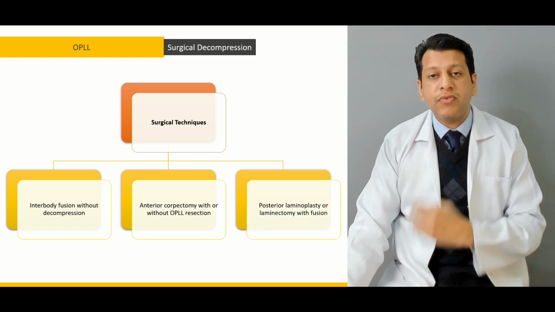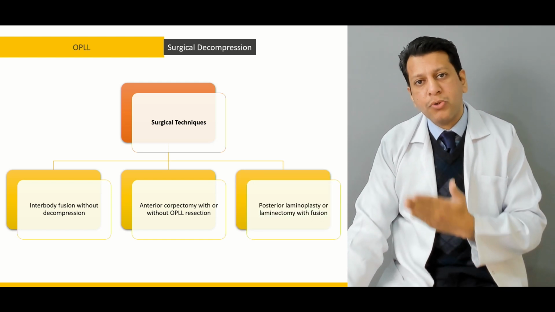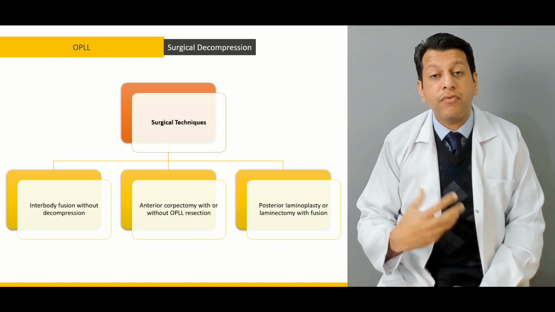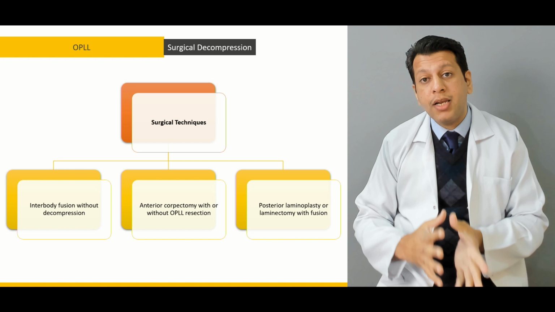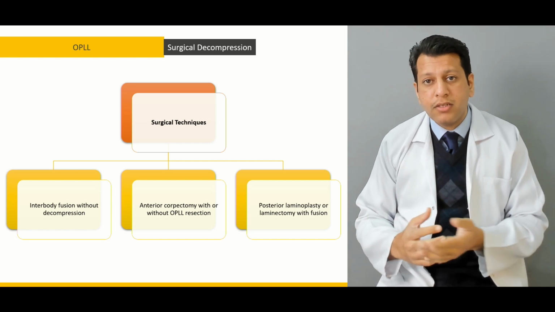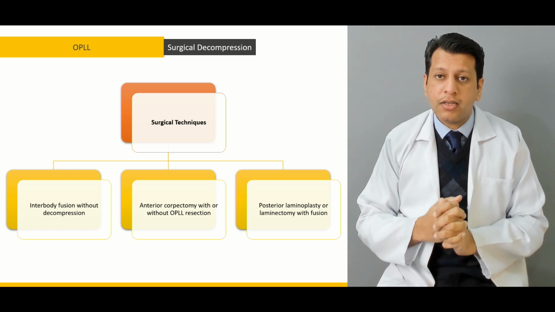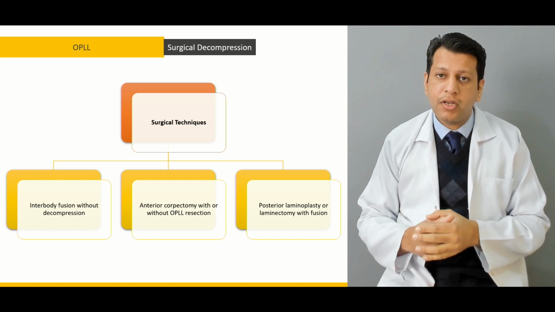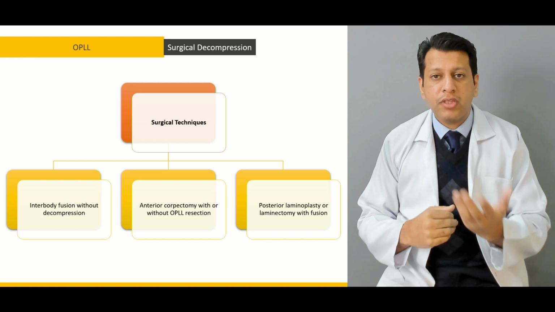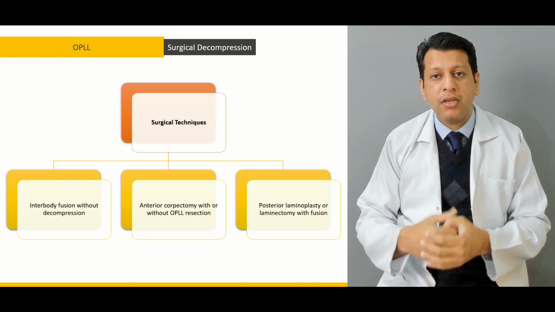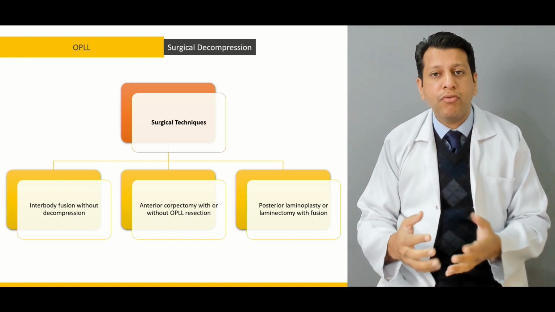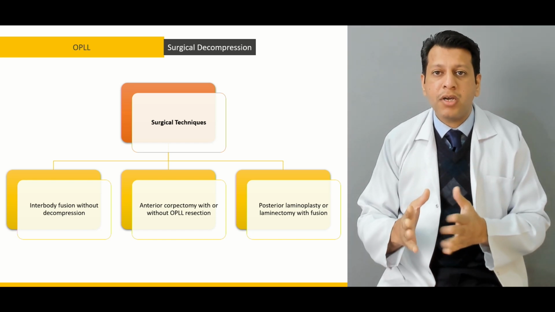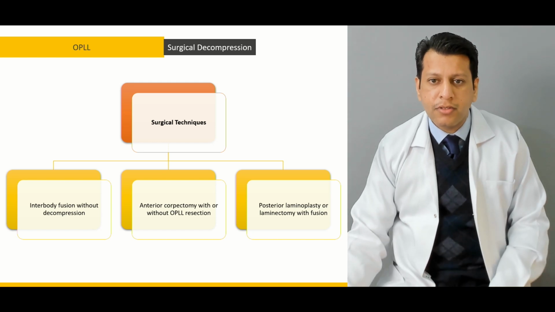The third option could be simply all posterior, that is, you go for posterior laminectomy or laminoplasty with or without fusion. Depending upon how many levels are involved and whether there is a continuous OPLL or segmental involvement, you can either go for decompression of the OPLL and removal along with the posterior laminectomy, or if multiple levels are involved, you may have to go for some form of fusion as well, so that the cervical spine does not become unstable.